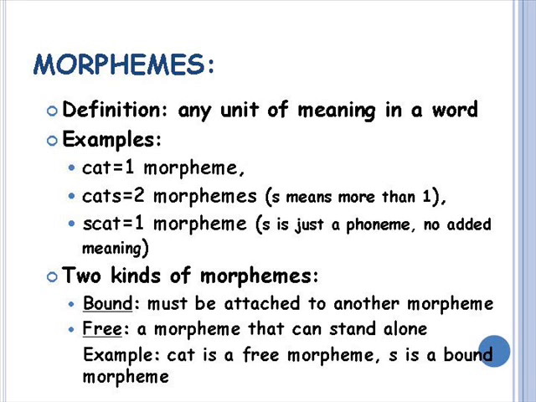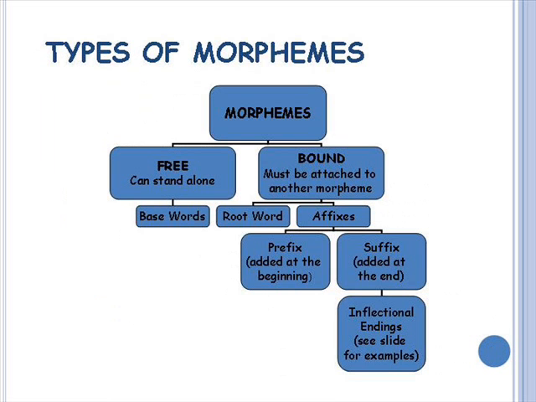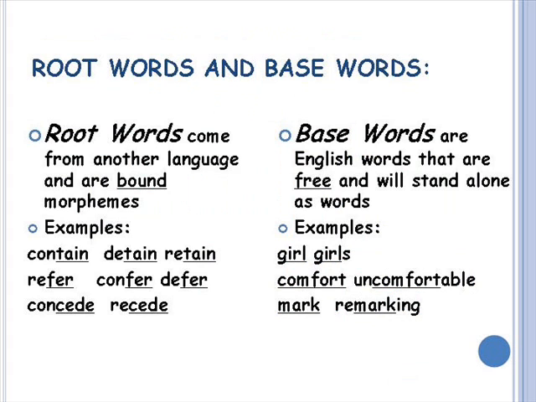A bound morpheme must be attached to another morpheme. A free morpheme can stand alone. Cat is a free morpheme, but the S of cats is a bound morpheme. Here is a visual on the types of morphemes. Root words come from another language and are bound morphemes. Examples are contain, detain, retain, refer, confer, defer, concede, and recede.